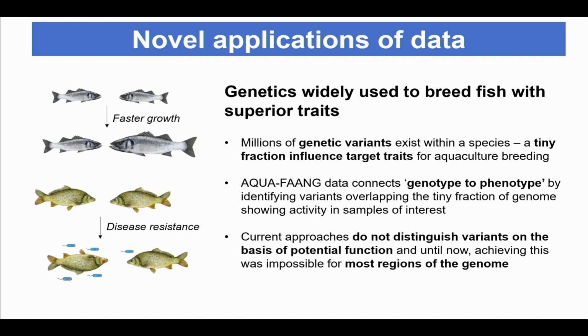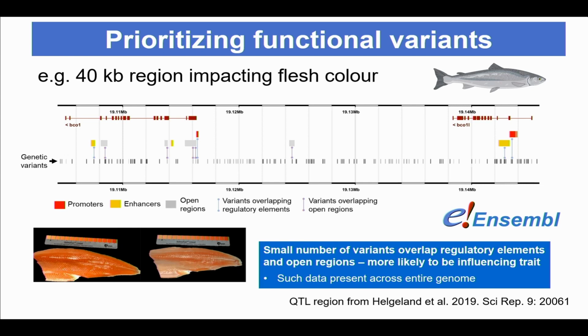And I think it's fair to say that, largely speaking, the current approaches used in breeding do not distinguish variants on the basis of their potential function. And until we had this AQUA FAANG data and other related types of data, achieving this was difficult or impossible for most parts of the genome. So this is just one quick example.